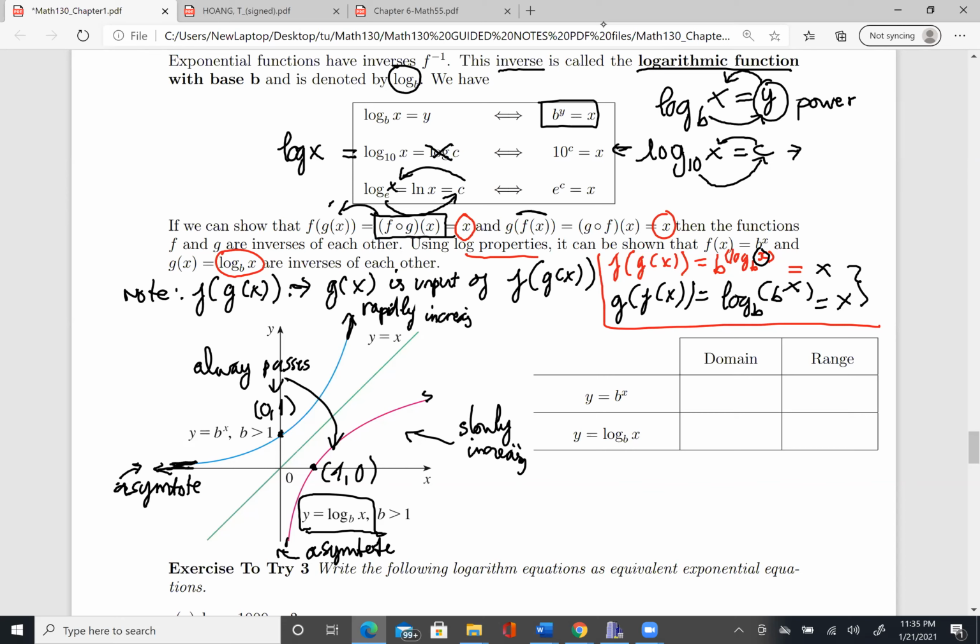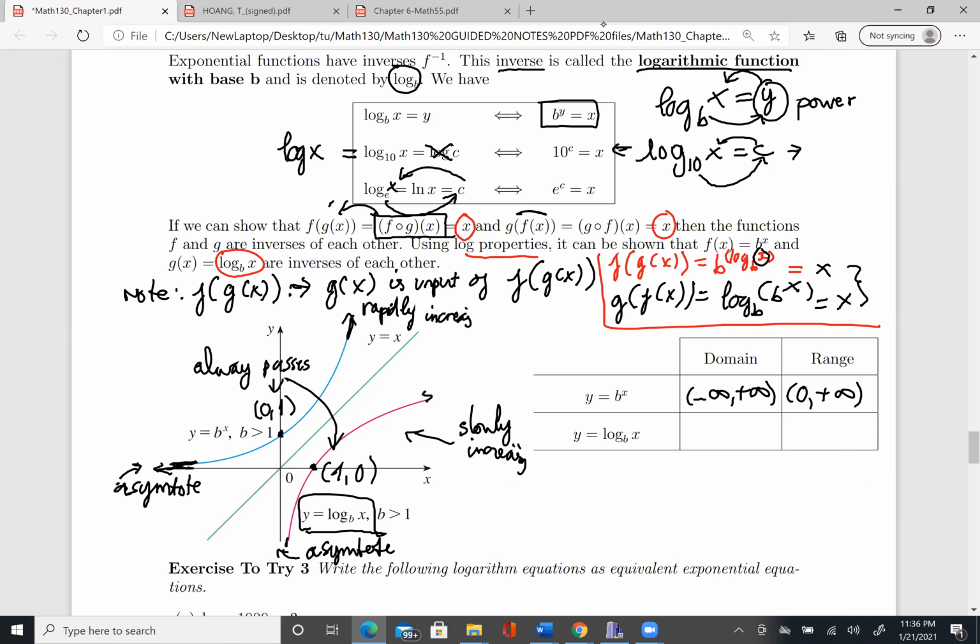So let's talk about the domain of the exponential function. As I mentioned before, the domain of the exponential function is from negative infinity to positive infinity, and the range of it has to be from 0 to positive infinity. So don't forget it.